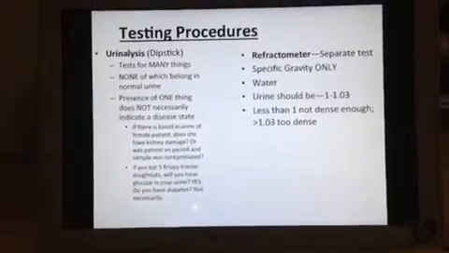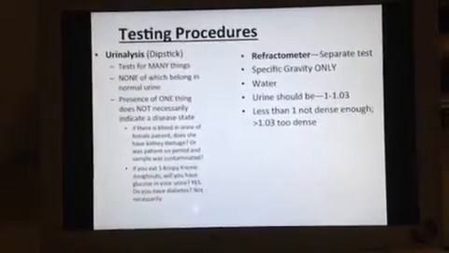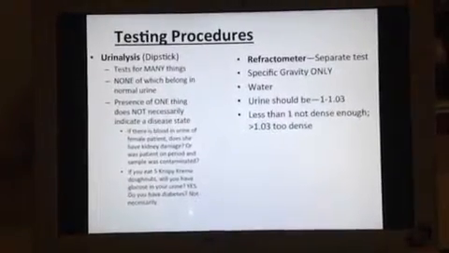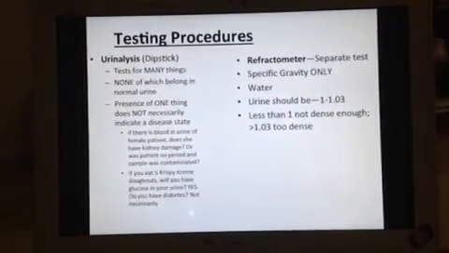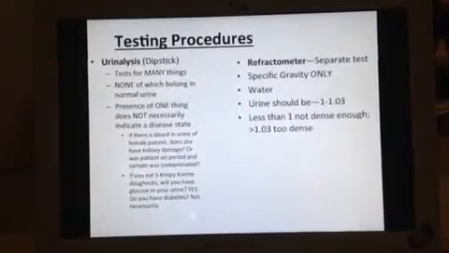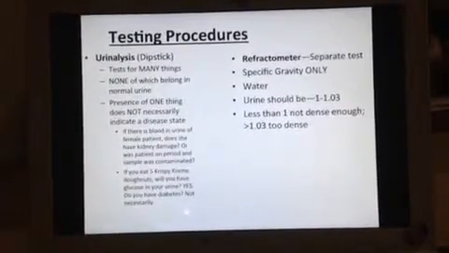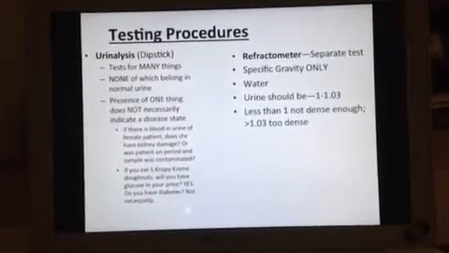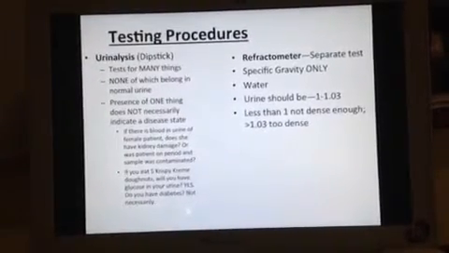But it's important to note that, for the most part, none of those things belong in normal urine. You should not have proteins or ketones or glucose or any of those things under normal situations in normal urine. It is, however, just as important to note that the presence of one of those things in a single urine test does absolutely not necessarily indicate a disease state.